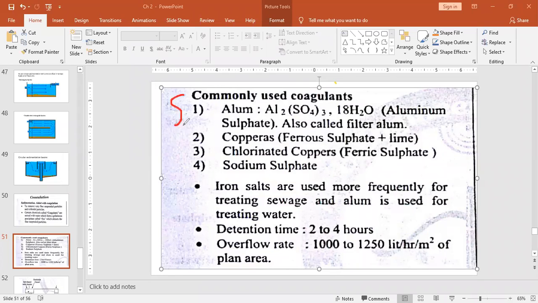What are the different commonly used coagulants? These are the commonly used coagulants. Only copy this one. And the most popular coagulant in a water treatment plant is alum, Al2(SO4)3·18H2O, aluminium sulfate. Please copy this one.